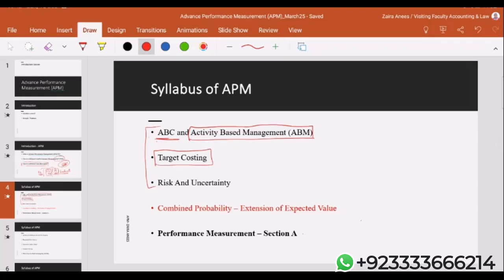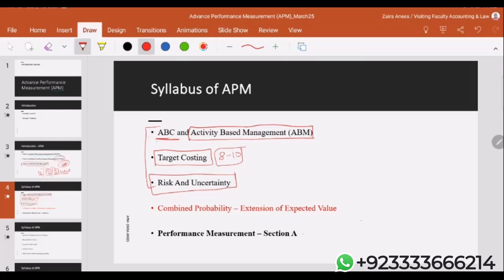it's part of APM. In my opinion, the frequency of target costing is comparatively low. You can expect an 8 to 10 marks question in the APM paper, and obviously it will be part of a different question, like in part A, part B, or part C. So probably in part B or C, the examiner may ask you to perform some target costing, right? Mostly, generally.